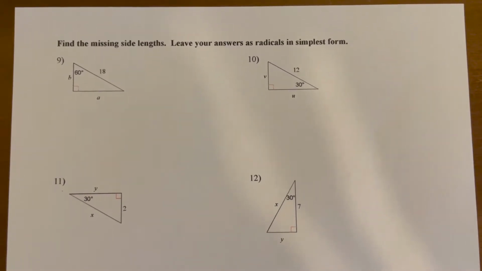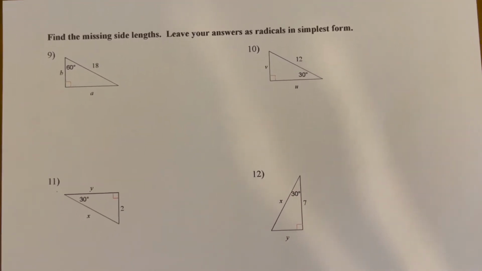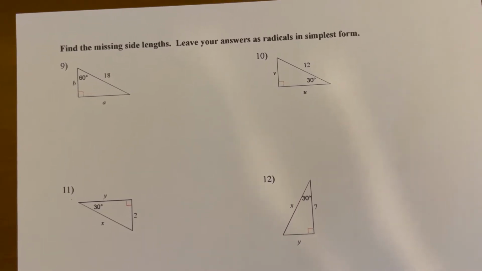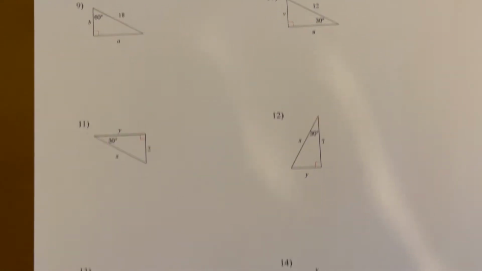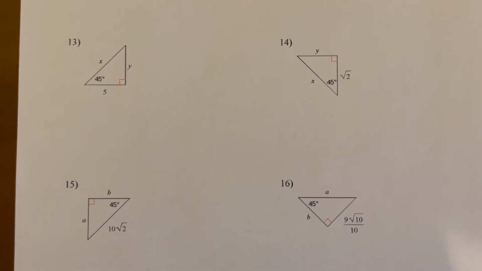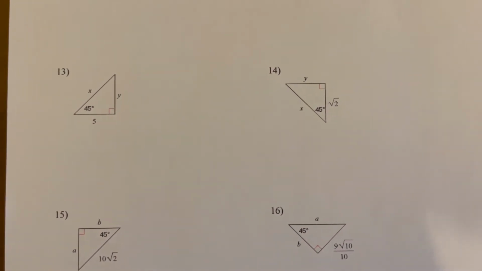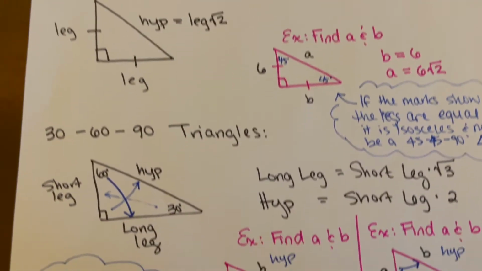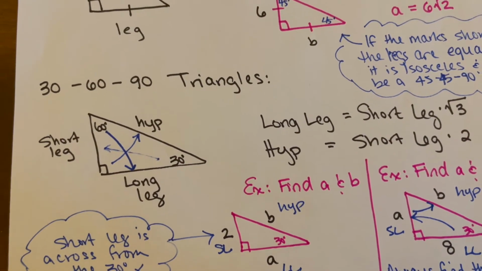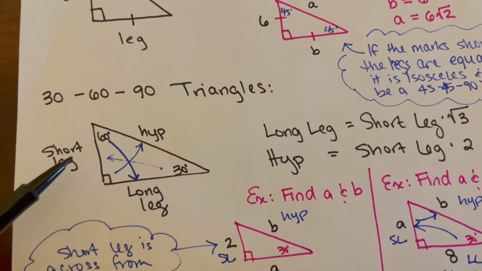So these next problems, I need to find the missing side length. These are special right triangles, right? The first 4 here, those are 30, 60, 90 triangles. And then the last ones are 45, 45, 90 triangles. So I need to go back to my patterns over here on the sheet. So if I'm going to do the first ones first, 30, 60, 90, remember the short leg is across from 30 degrees.